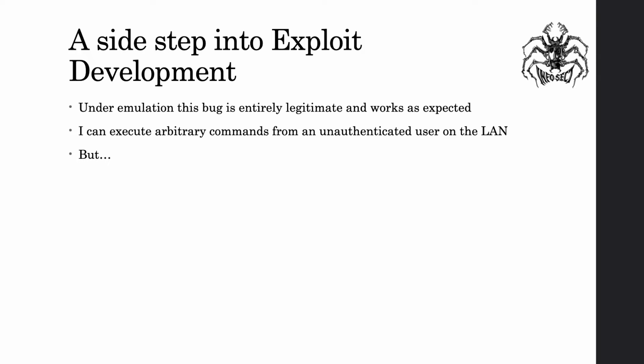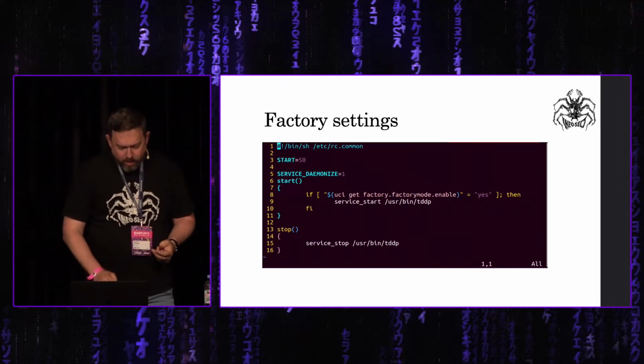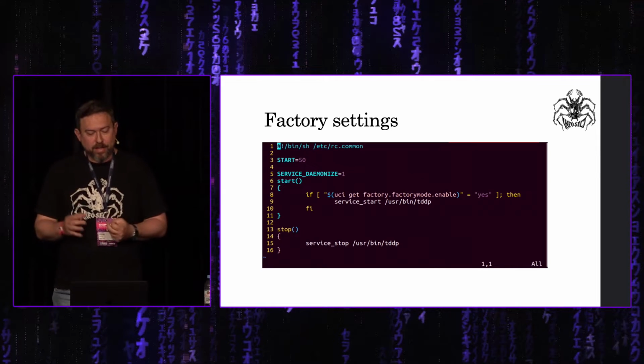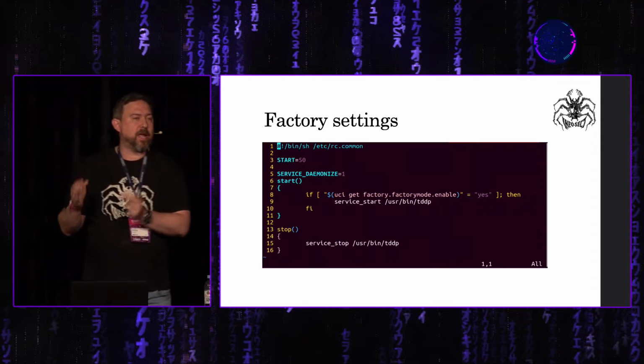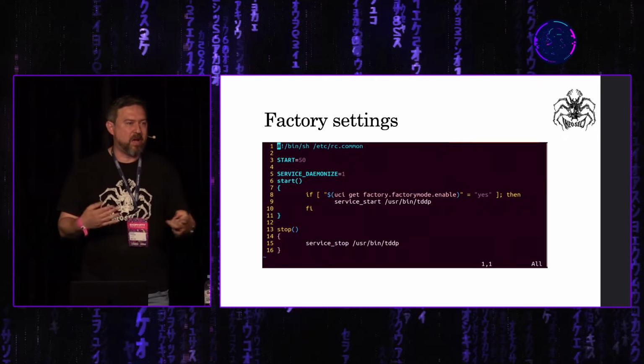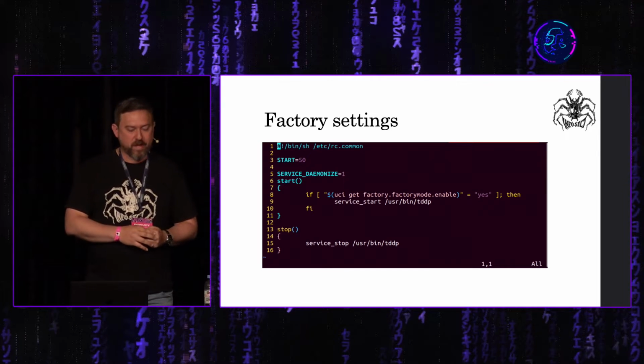I didn't run it on the real device. I emulated it to see if this exploit would work, and it's entirely legitimate and works as expected. I can execute arbitrary commands from an unauthenticated user on the LAN. But there's some problems. This service is only started when factory mode is enabled on the router, and that seems to be after a reset or when the device is fairly new.